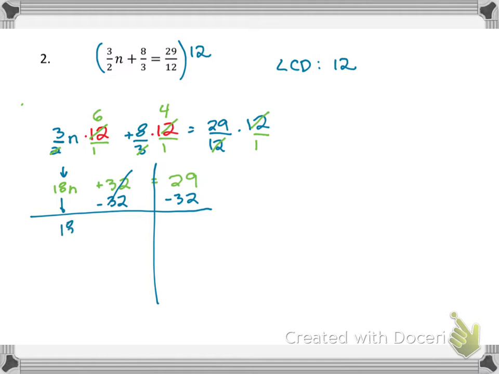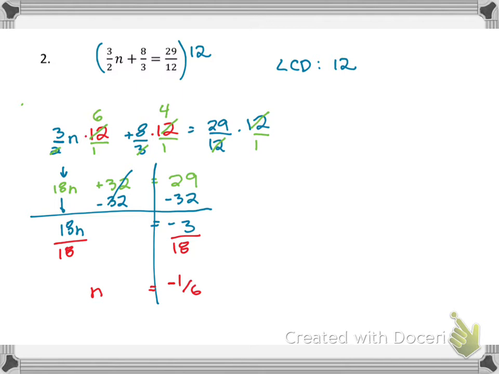So I bring down my 18n, 29 minus 32 is negative 3. So the last step is for me to divide by 18. And so we have n is equal to negative 1 over 6.